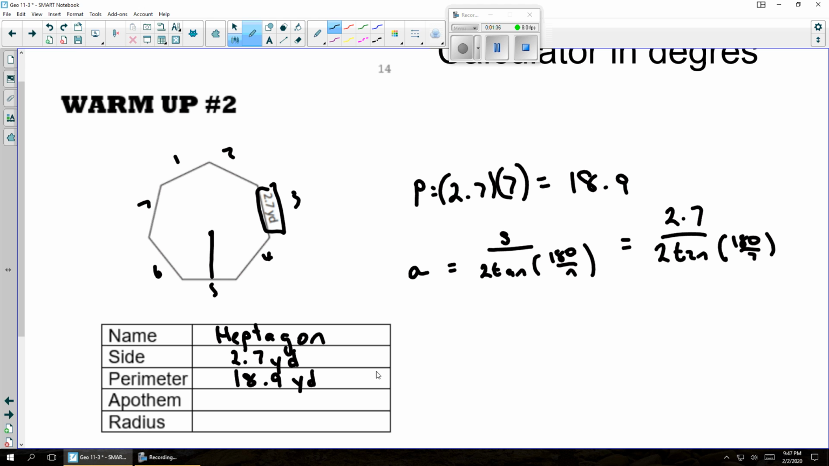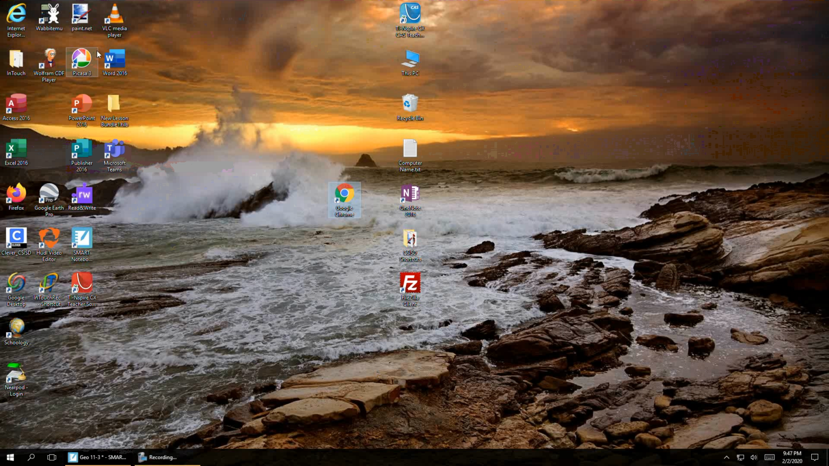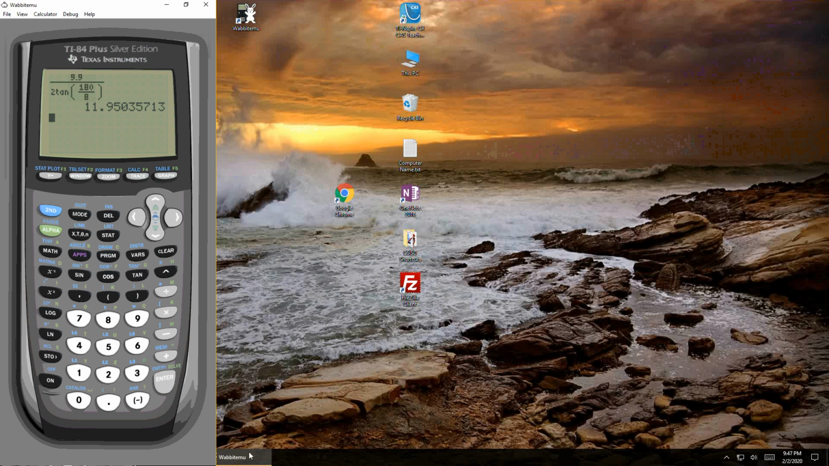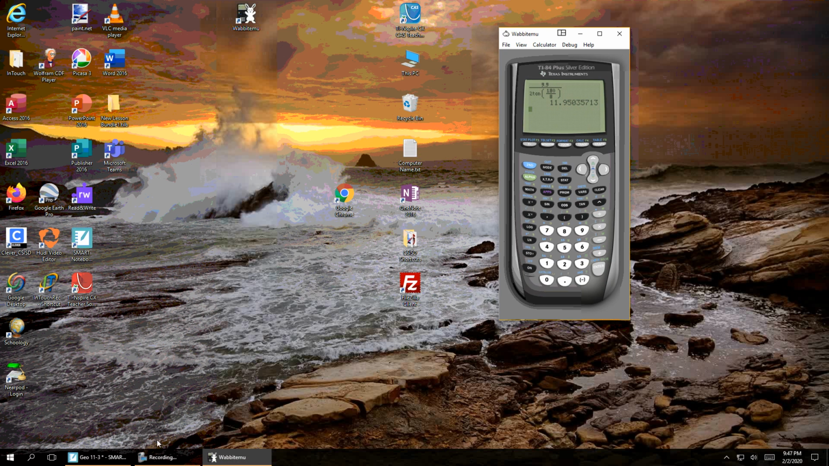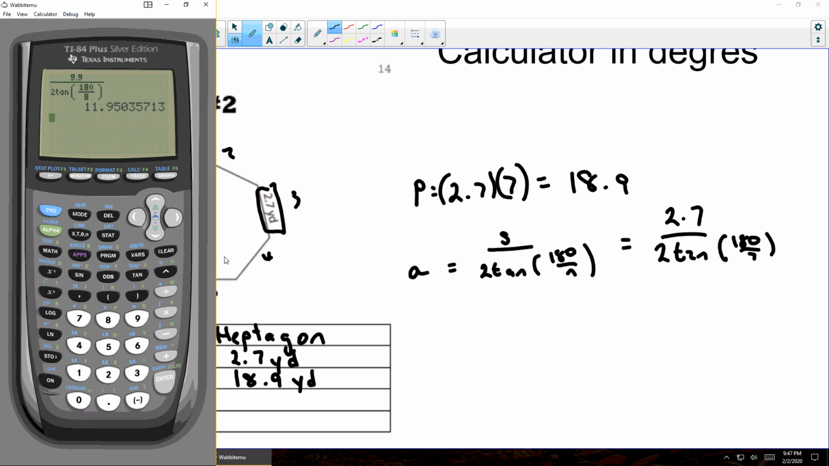So you'll grab your calculator and type it in just like that. So it's fraction, make a fraction of 2.7 over 2 times the tangent of 180 divided by 7. And that works out to be 2.8. And that's got the same units again, so that's yards.